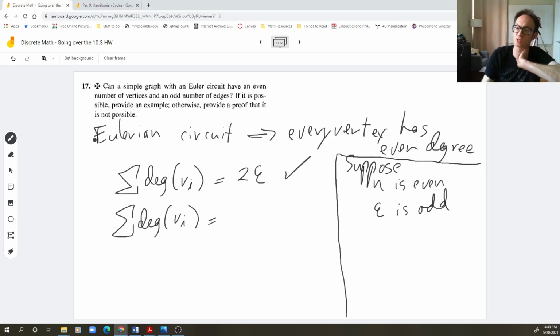The organization on this slide is terrible, but I've supposed that I have a graph with an Eulerian circuit, and so every vertex is even degree, and I'm wondering, is it possible for n to be even and the number of edges to be odd? Well, no, because the sum of the degrees of all the vertices is going to be... I'm adding up n even numbers.